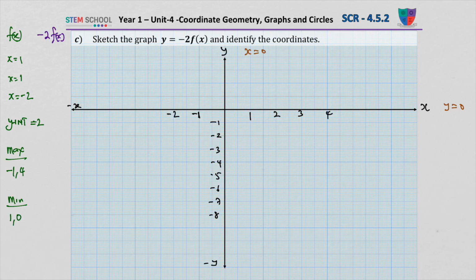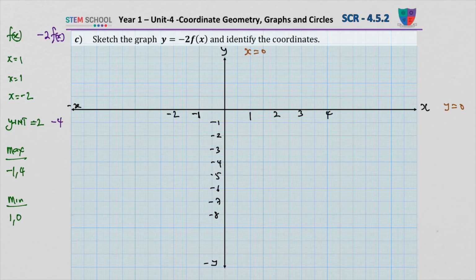Right, C part. Sketch the graph of y equals minus 2 f(x) and identify the coordinates. Well, so we now multiply the whole function by minus 2. This is our f(x) values. And now we're multiplying those values by minus 2. Again, we're changing y, we're not changing x. So the x will stay the same. If you multiply 2 by minus 2, you're going to get minus 4.